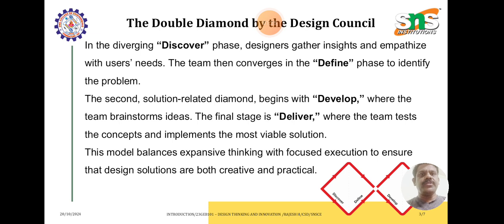The second, solution-related diamond begins with the develop phase on the right side of the diamond, where the team brainstorms ideas. Then the stage leads to the deliver phase, where the team tests the concepts and implements the solutions with the most viable option. So this model balances expansive thinking with focused execution to ensure that design solutions are both creative and practical.